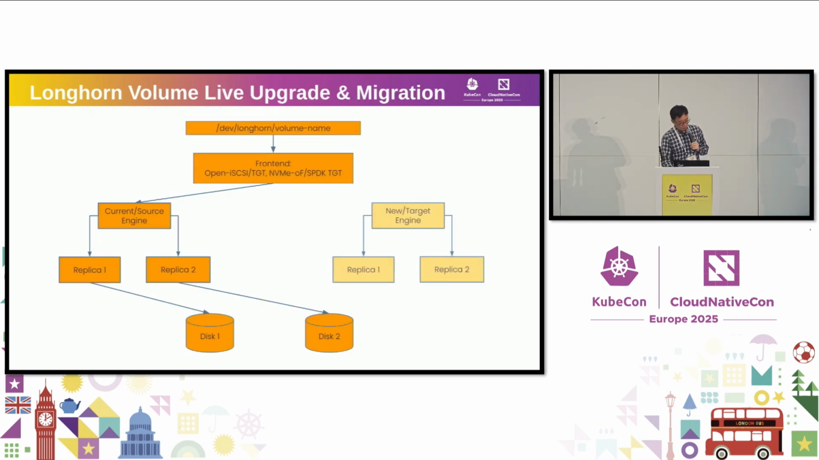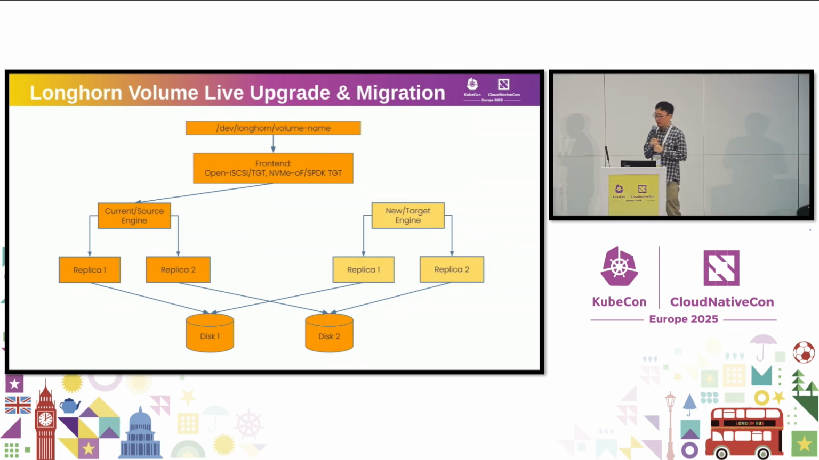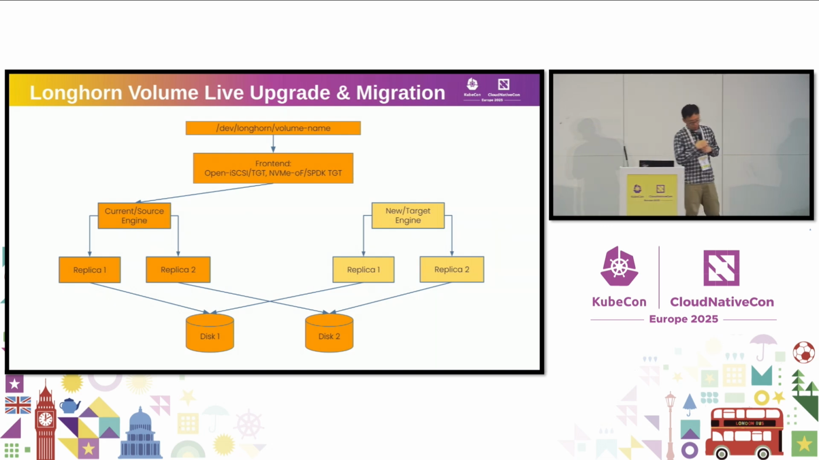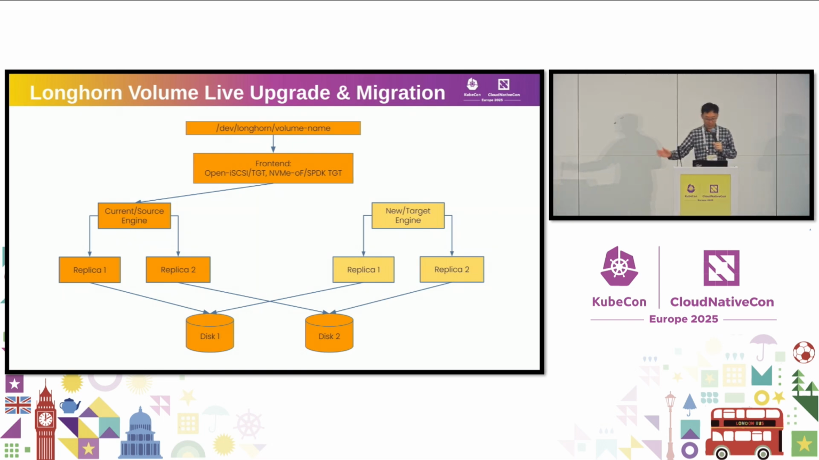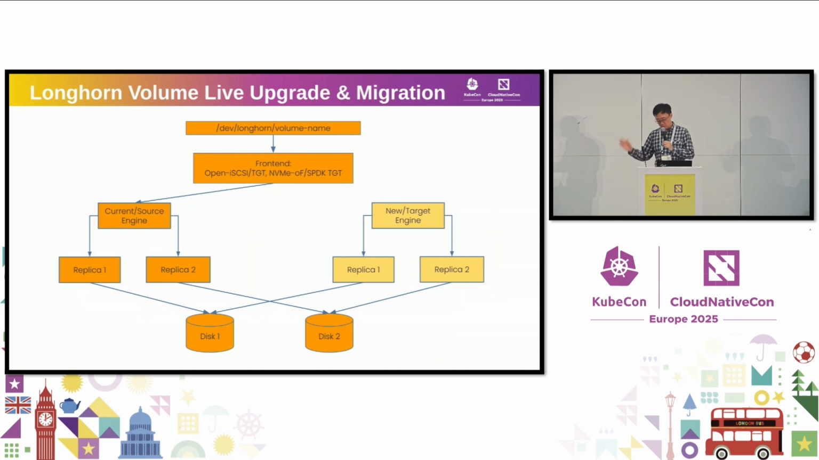And this one is about live upgrades, actually the same idea for migration. We want to make the service have no interruption. So we will bring up two engines at the same time to make sure the standby engine, the target engine, will be ready, then you can switch your traffic in between. So it's a live upgrade and live migration.